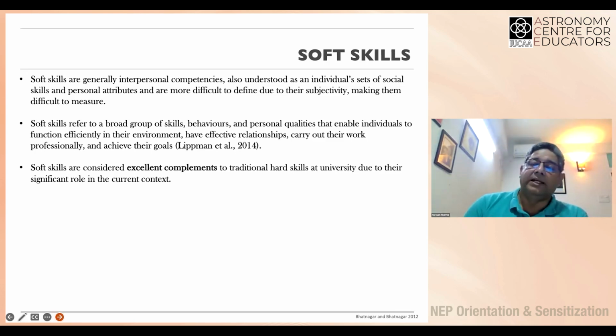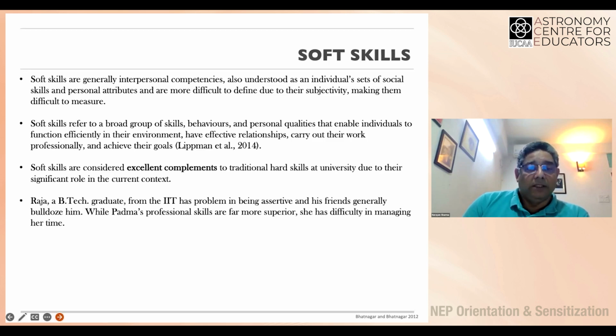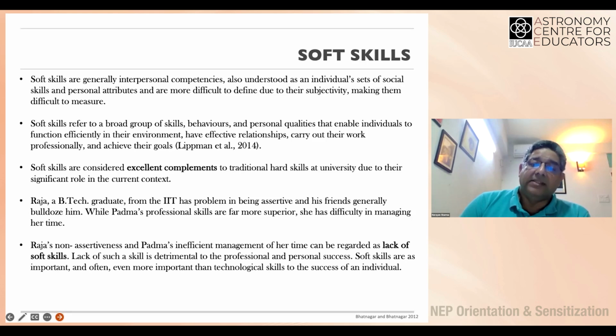So I'll talk by giving a few examples of how these skills are important in the current context. The example that we discussed previously, Raja and Padma. I'm just bringing that example again here. So Raja, who did a BTech and graduated from the IIT, has a problem in being assertive, and his friends generally bulldoze him. While Padma's professional skills are far more superior, she has difficulty in managing her time. So Raja's non-assertiveness and Padma's inefficient management of her time can be regarded as a lack of soft skills. And lack of such skills is detrimental to professional and personal success.